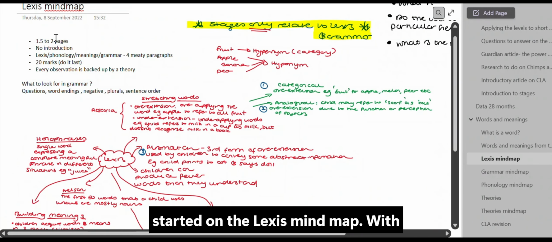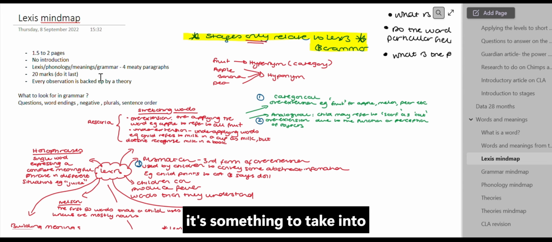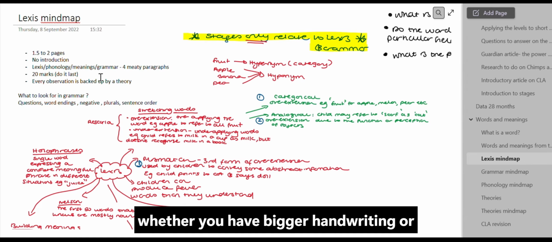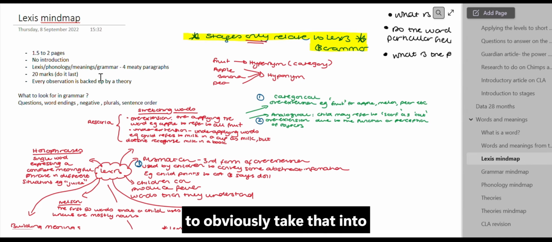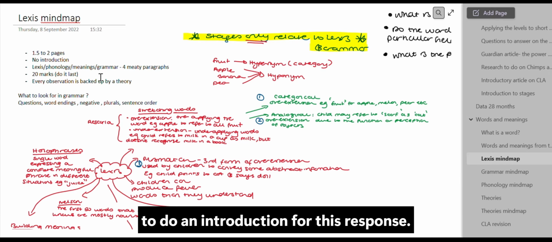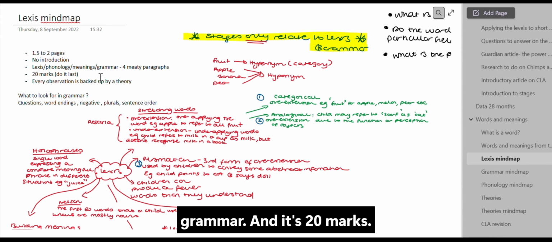So with Lexis, this is just some of the advice that my teacher gave me. It's not necessarily a hard and fast rule, but it's some things to take into consideration. She advised us aiming for 1.5 to 2 pages on Lexis. Of course, that will change depending on your handwriting, whether you have bigger or smaller handwriting. You don't necessarily have to do an introduction for this response. You can just get straight into it. And you want to aim for 4 meaty paragraphs on Lexis, phonology, meanings, and grammar.